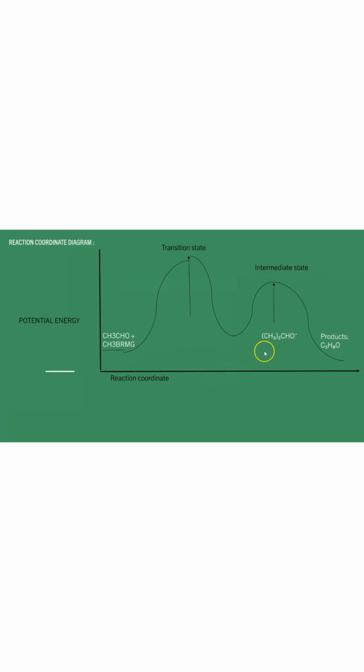Then we have an intermediate state, which is an alkoxide ion, also high energy but not as high energy, and you can actually isolate it and see it, and it's the alkoxide ion. Then our products, lowest energy, very stable, amazing and great, it's isopropanol.